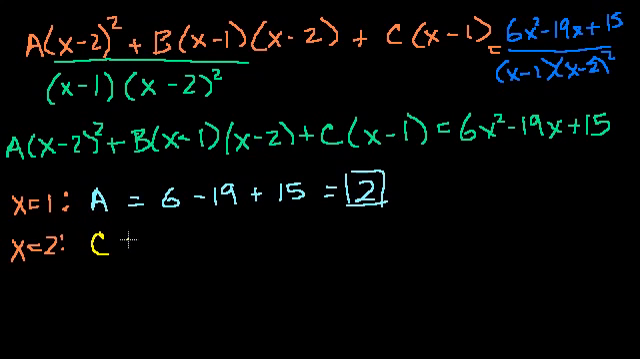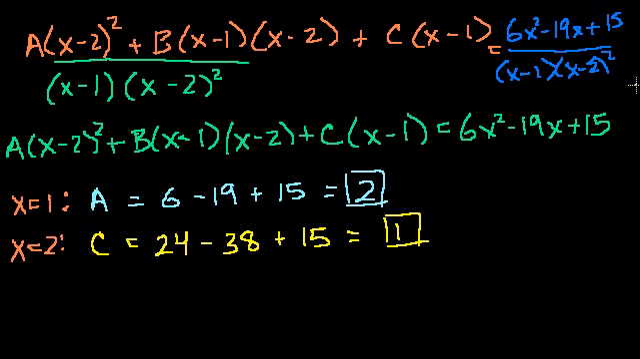So c is equal to 6 times 4, right? 2 squared. So it's 24 minus 38, 19 times 2, plus 15. Let's see, 24 plus 15 is 39 minus 38. That is equal to 1. We're in the home stretch.